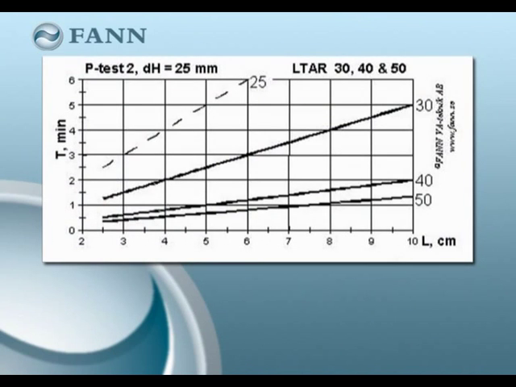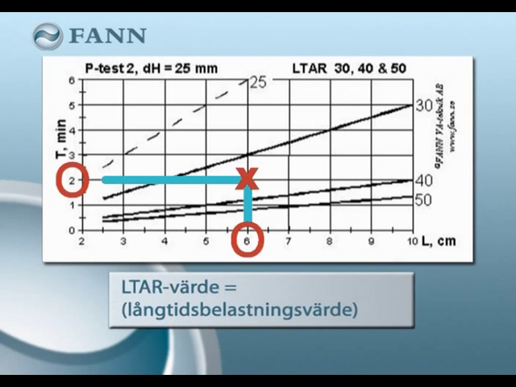If, for example, the percolation time is 2 minutes and the sample is 6 centimeters deep, this will give you an LTAR, or long-term acceptance rate, of between 30 to 40 litres per square metre for 24 hours. When dimensioning the system, use the lower value, which will give you an additional safety margin.